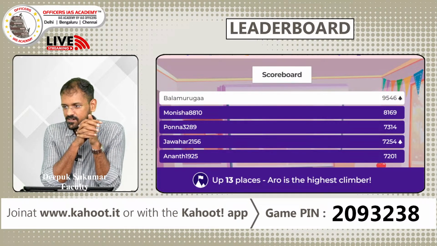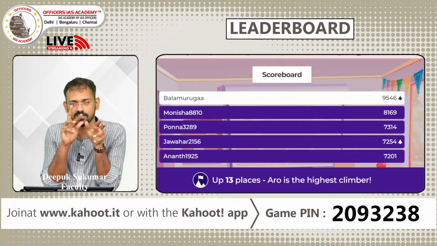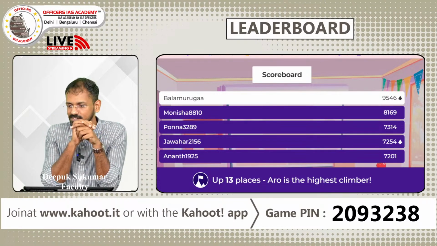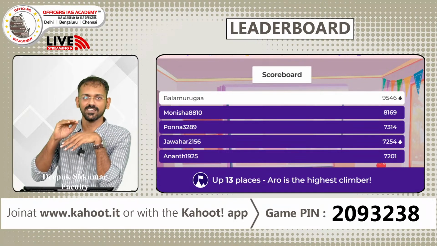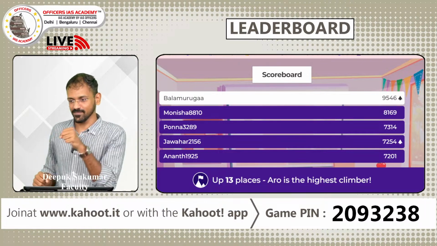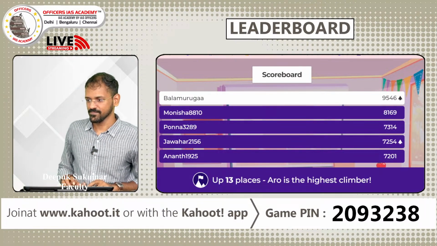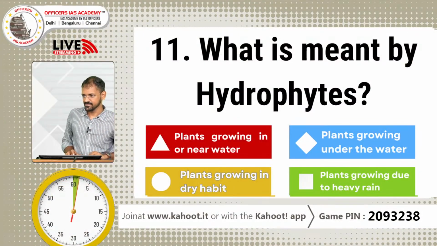Monisha? Oh, she's lost her place. Balamurgan has scored using this double point. Great. Okay. A lot of other new names. Ponna is very consistent. Not really at the top, but holding the place. Okay, let's move on. Next question.